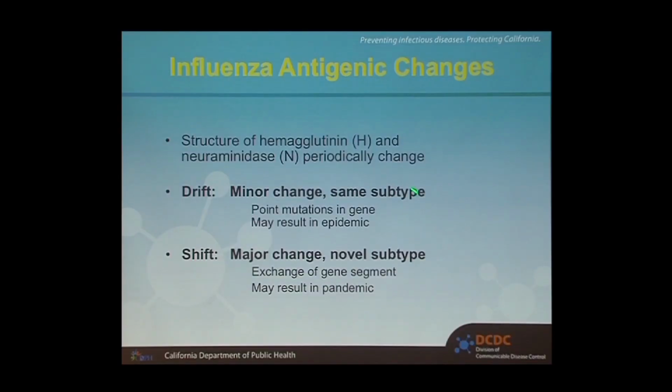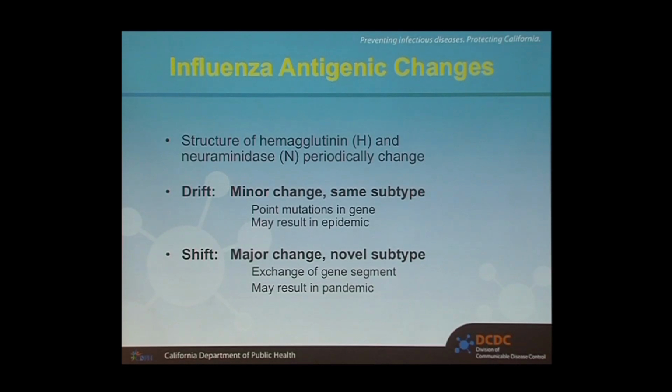And what CDC and WHO do is they monitor laboratory specimens worldwide year-round to see what is circulating and what kind of drift is happening in the influenza virus. And then again, they use that information to decide what's going to go into the vaccine in the following year. So that's a natural phenomenon.